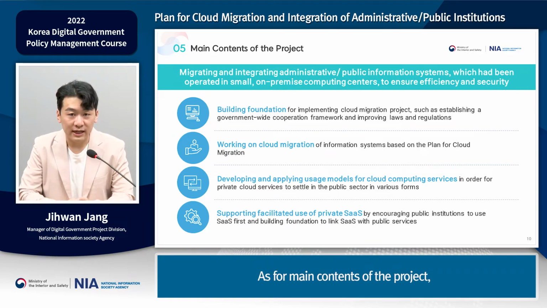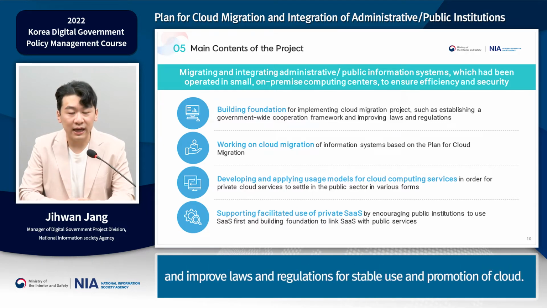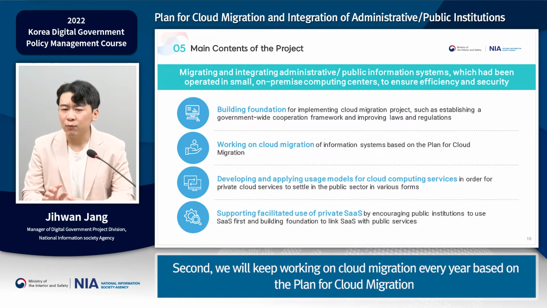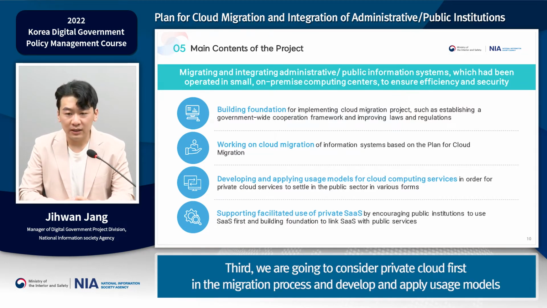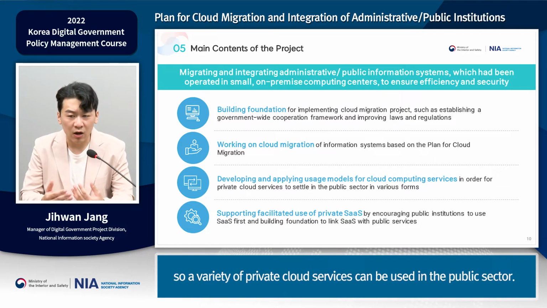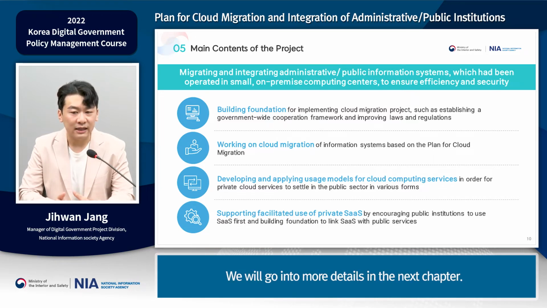As for main contents of the project, first, we are going to build a government-wide cooperation framework for cloud migration and improve laws and regulations for stable use and promotion of cloud. Second, we will keep working on cloud migration every year based on the plan for cloud migration as announced by the Ministry of the Interior and Safety in July 2021. Third, we are going to consider private cloud first in the migration process and develop and apply usage models so a variety of private cloud services can be used in the public sector. Fourth, we are going to use SaaS first before migrating to IaaS so we can promote use of private SaaS. We will go into more details in the next chapter.